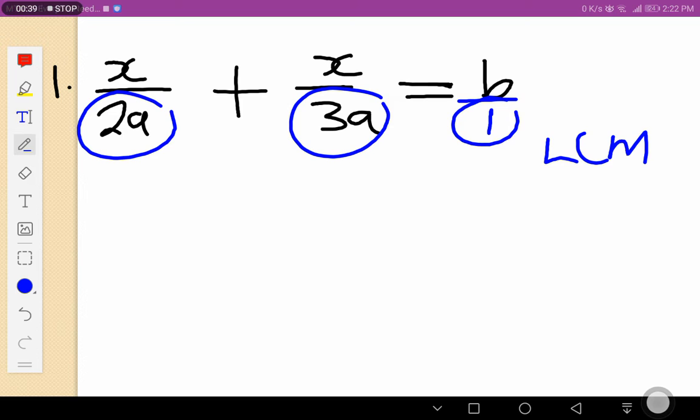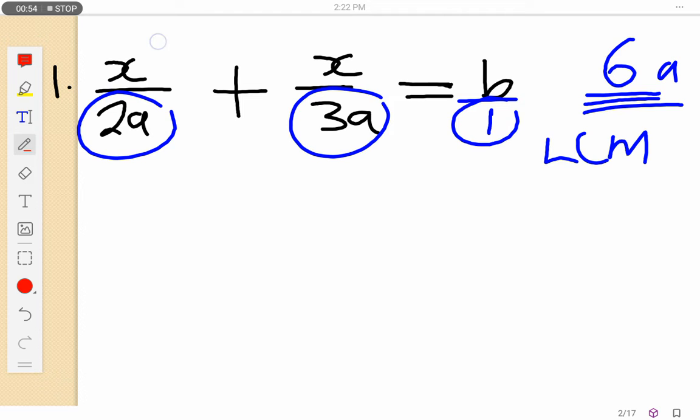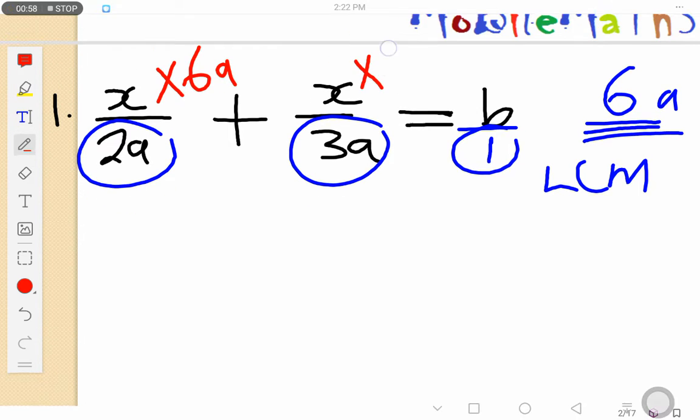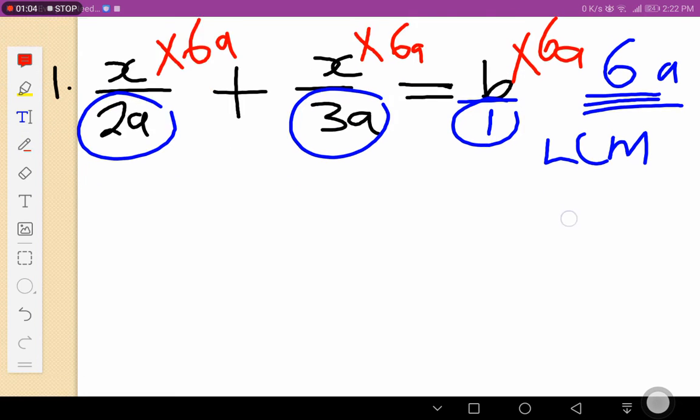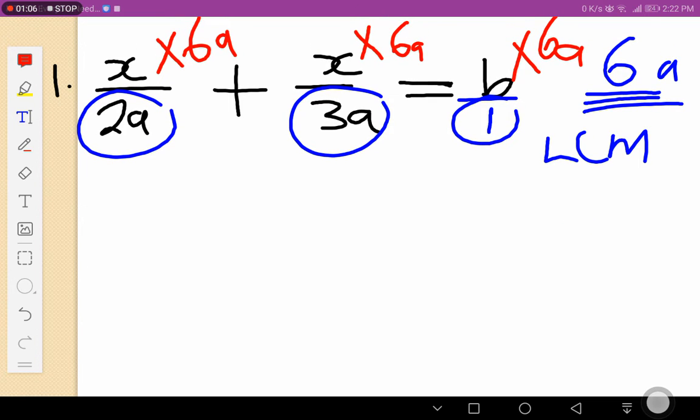You find out we have got a number which is 6a. 2a can go into 6a, 3a can go into 6a, and 1 can also go into 6a. So this becomes our lowest common multiple, which we are going to multiply every item with. So we multiply here by 6a, here by 6a, and here also by 6a, like that. Now we have multiplied everything by 6a.